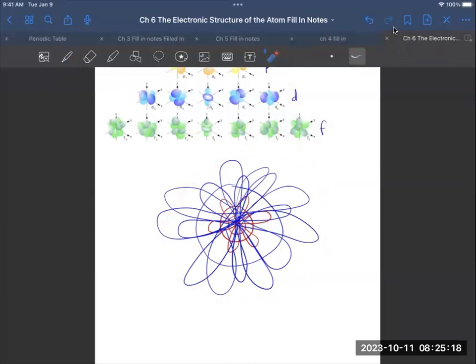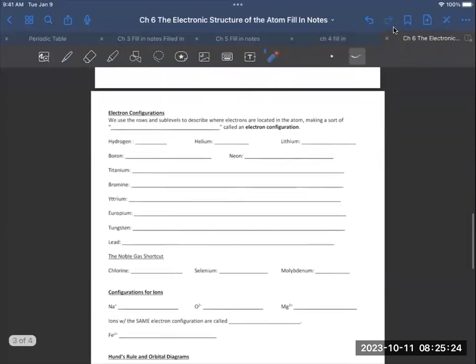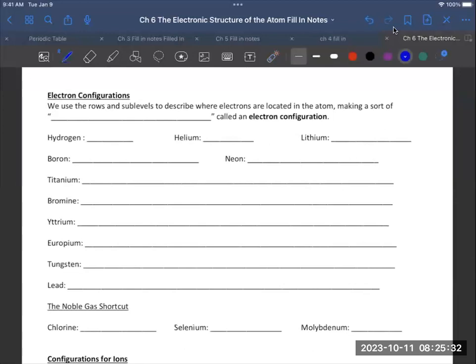Okay, if you've stuck with me so far, let's take a look at how we actually address these things in terms of placement of each electron, where it is on the atom. So when you're trying to describe where electrons are located, we use something called electron configurations, okay? It's sort of like an electron address. It literally tells you exactly where each individual electron is located within the atom.